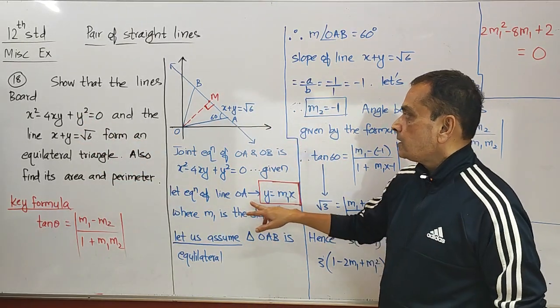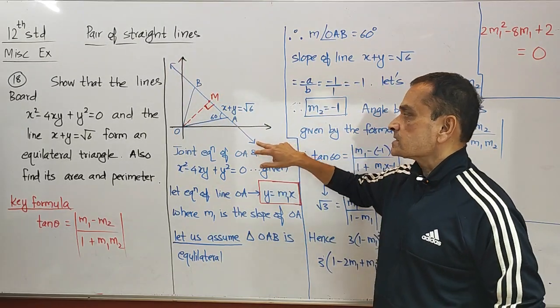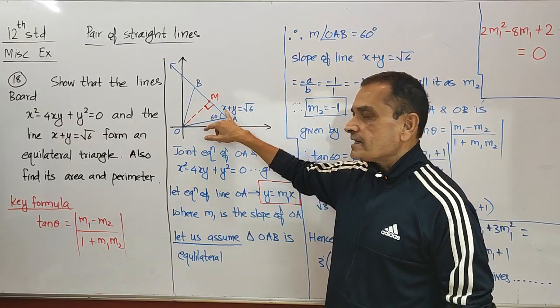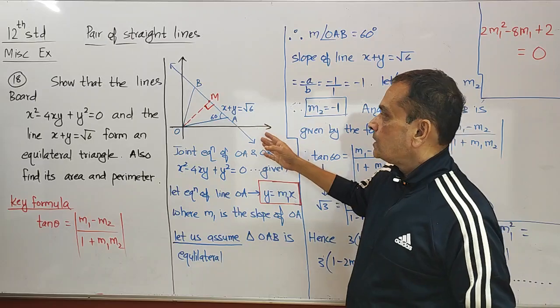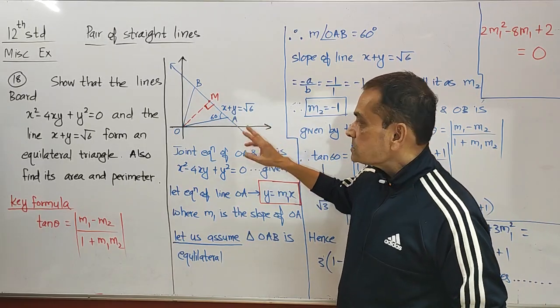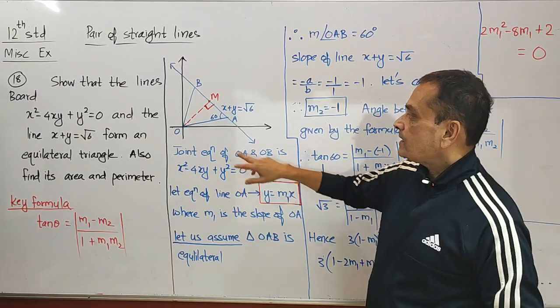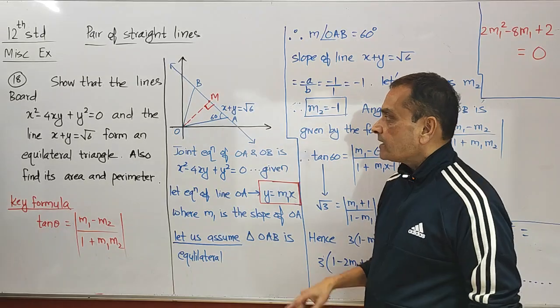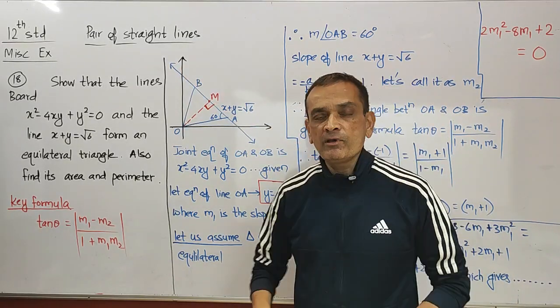Then there is some other line, x plus y equal to root 6. That is only one single line. Because x plus y represents a single line, it is not a quadratic term. So this is a single line, suppose, shown by AB. Now we have to prove that triangle OAB is equilateral. The triangle formed by these two lines and this line is an equilateral triangle.